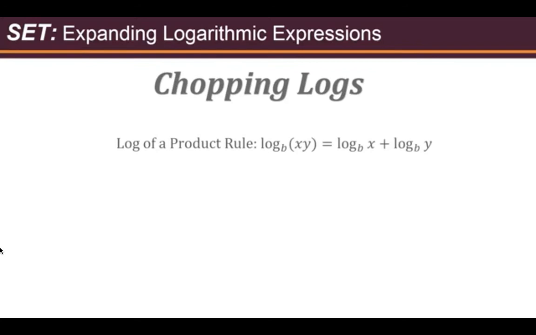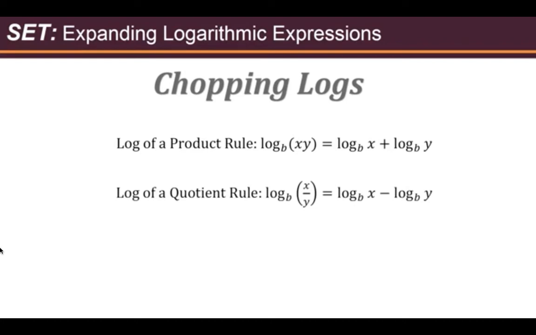The log of a product rule: log base b of x times y equals log base b of x plus log base b of y. The log of a quotient rule: log base b of x divided by y equals log base b of x minus log base b of y. And the log of a power rule: log base b of x raised to the k equals k times log base b of x. As you will see in the next 2 examples, we can use these rules to expand logarithmic expressions from one logarithm into multiple logarithms.